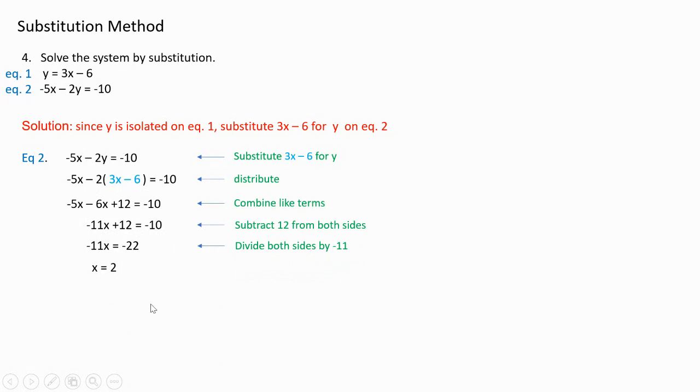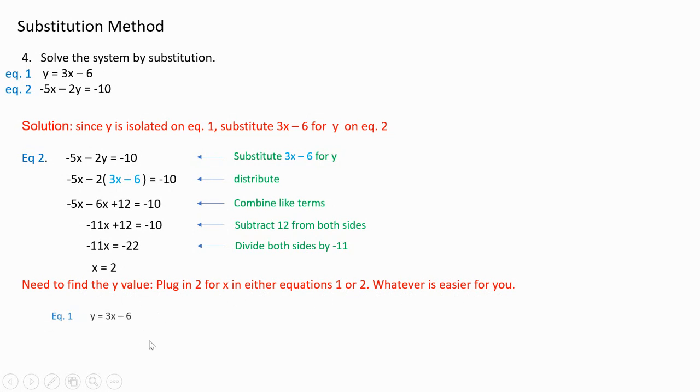At times, guys, a lot of students stop here, because they don't really know what's going on. The answer will always be an ordered pair. That's why I started the first slide with an ordered pair: we found the x, now we have to find the y. Plug in 2 for x in either equation 1 or 2, whatever is easier. In my opinion, it's easier to use equation 1. Why? Because the y is already isolated.